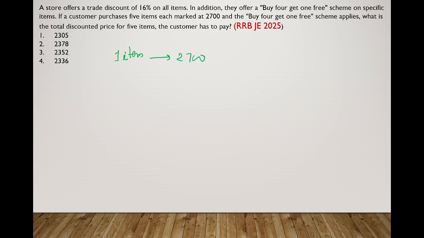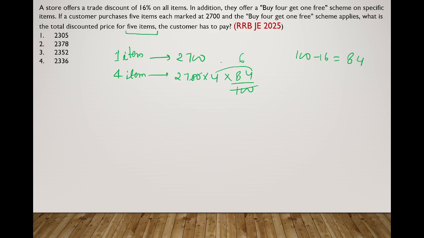One item is 2700. A customer purchases 5 items, but he is giving payment only for 4 items. So the price of 4 items is... and giving 16% discount. 16% discount means 100 minus 16 equals 84. So giving discount 84.